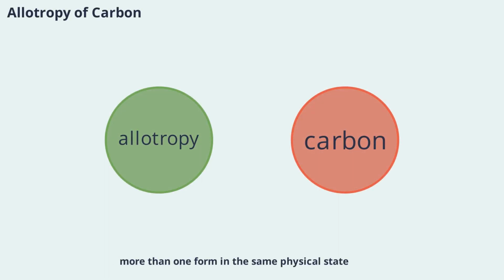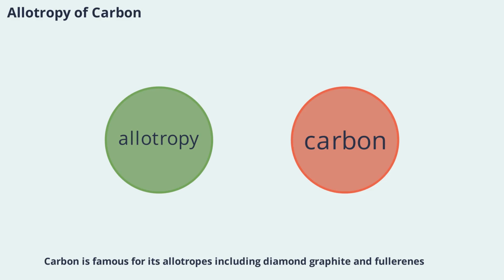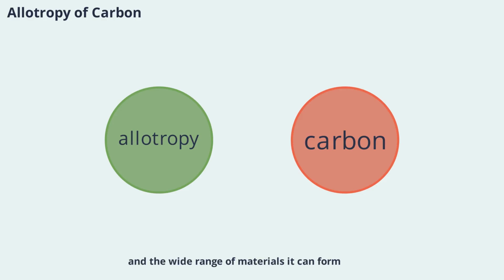Allotropy refers to the existence of an element in more than one form in the same physical state. Carbon is famous for its allotropes, including diamond, graphite, and fullerenes. Each allotrope has distinct physical and chemical properties, from the hardness of diamond to the lubricating layers of graphite. Understanding carbon's allotropy is key to appreciating its versatility and the wide range of materials it can form.